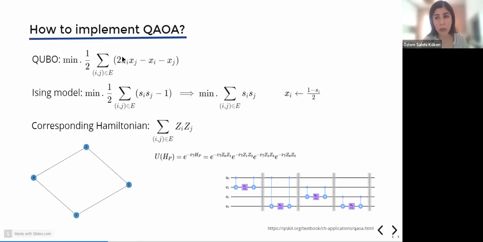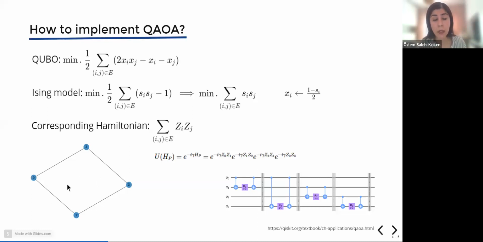Now I will give you a concrete example. Maybe some of you know about the max-cut problem. You are given a graph. In this example, we have a graph with 4 nodes, labeled 0, 1, 2, 3. The goal is to divide the node set into 2, so that the number of edges crossing between the 2 sets is maximized. It's not really important right now. This is just to demonstrate how one implements QUBO.